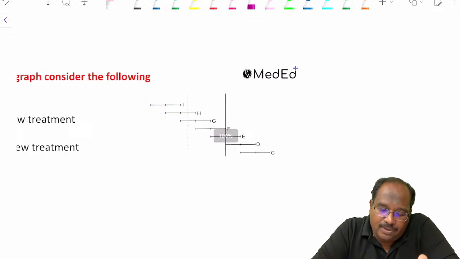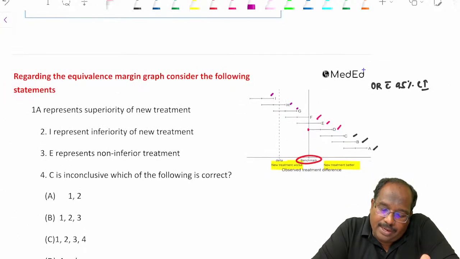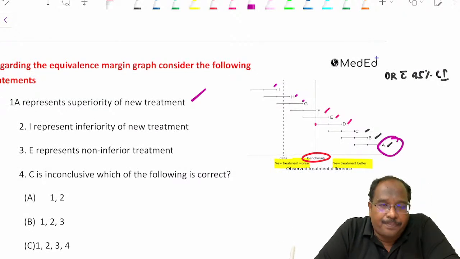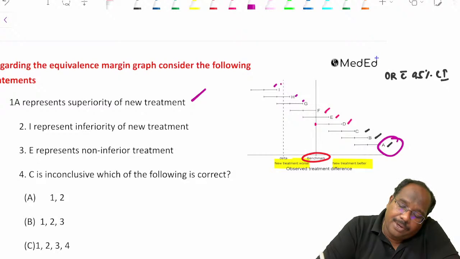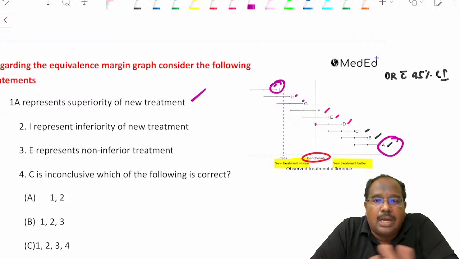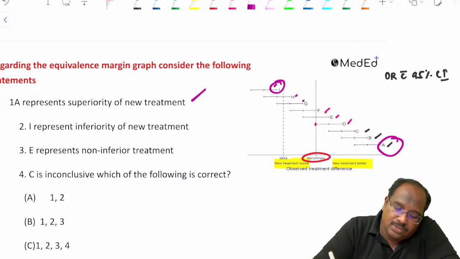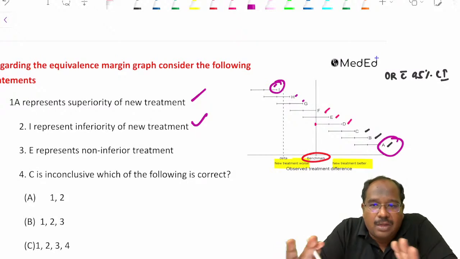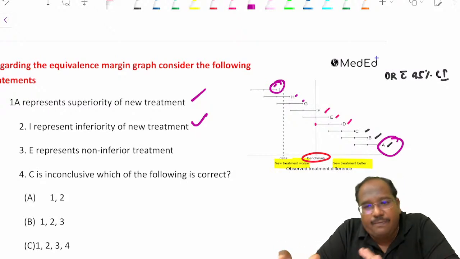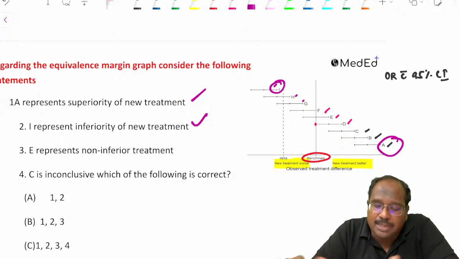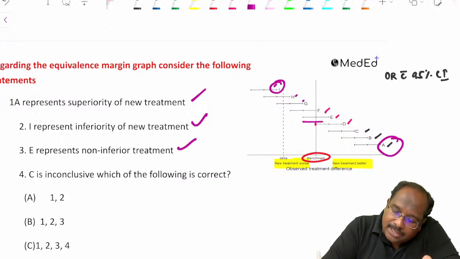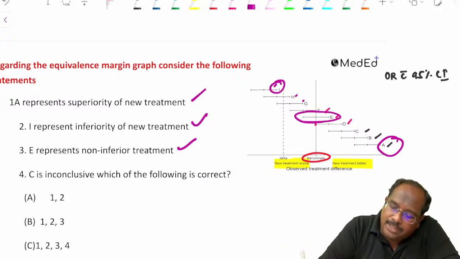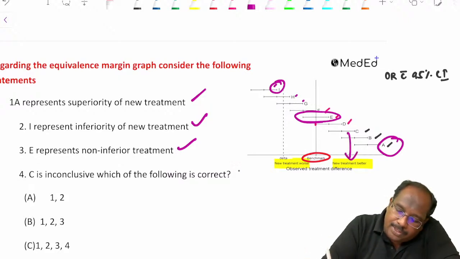I will go statement wise. First statement: A represents superiority of the new treatment. That is correct. I represents inferiority of the new treatment. Obviously the new treatment is worse, so this is also correct. E represents non-inferior treatment, that is somewhat equivalent, neither superior nor inferior, similar. This is also correct because it is within the range. C is inconclusive? C is not inconclusive. C is actually superior. So this is the wrong statement.